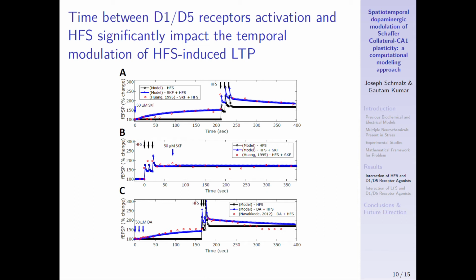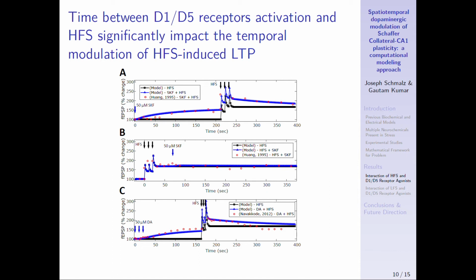Now I will show how well our model is able to capture the dynamics of the dopaminergic modulation of the Schaffer Collateral-CA1 synaptic plasticity. As I mentioned earlier, the frequency of the electrical stimulation will dictate if the electrical input will increase or decrease the synaptic strength. Here, high-frequency stimulation is applied to potentiate the synapse.